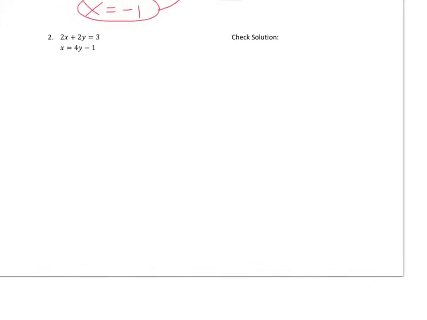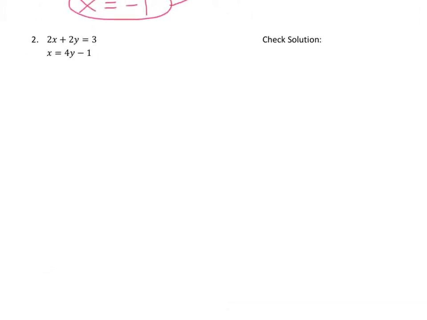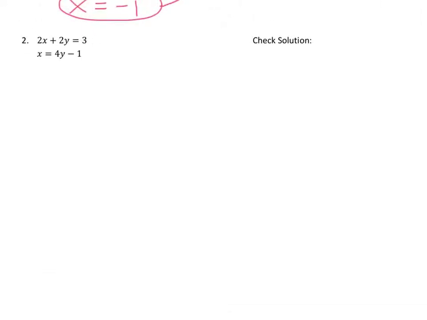If I look at number 2, I'll make this even a little bit bigger for you. I asked myself, is there a variable completely by itself? Well, the only one that's by itself is this x, because I have x equals 4y minus 1. So what I'm going to do is take this whole quantity, 4y minus 1, and put this in the other equation, the first equation.